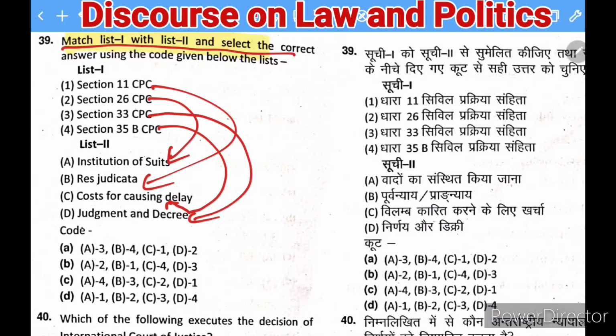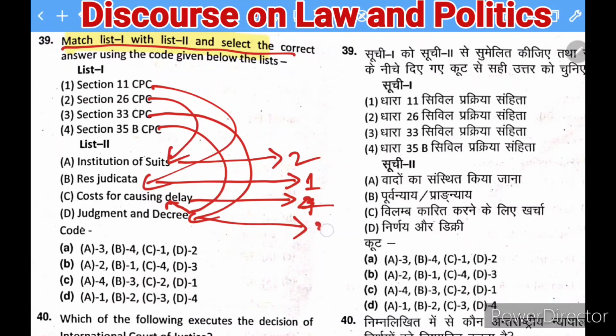So if you just see here, the right answer for the institution of suits is going to be 2. For res judicata, it would be 1. Cost for causing the delay would be 35B, that means 4. And judgment and decree would be 3. So the right code here is 3143. And which is the right option here? Let's see. The right option you can see here is B.